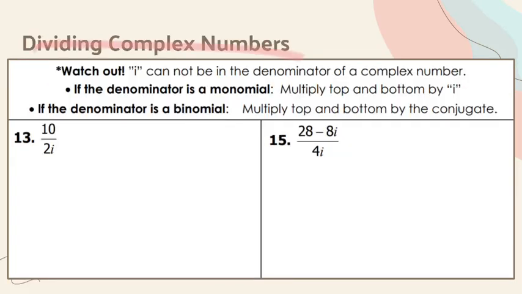So when we divide complex numbers, there is a rule that i cannot be in the denominator.